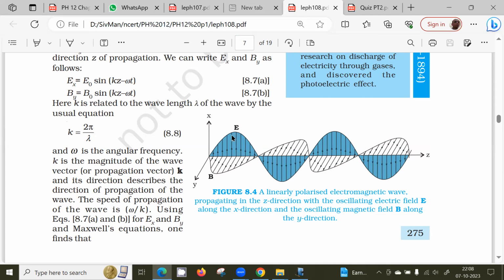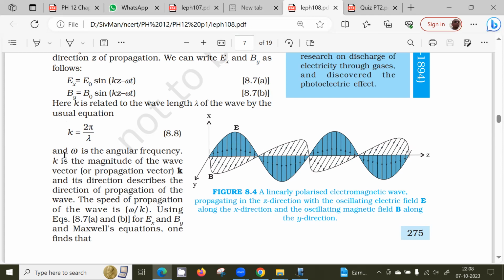Once you have the electric field like this, the magnetic field should be along the y-axis, perpendicular to it. The direction of propagation is E cross B. E is along I cap, B is along J cap. What is I cap cross J cap? It is K cap, the direction of the z-axis, towards the right. So this wave is propagating towards the right. This is how an electromagnetic wave will look. Both E and B are in phase, but their directions are 90 degrees apart, and the direction of propagation is 90 degrees to both electric and magnetic field.